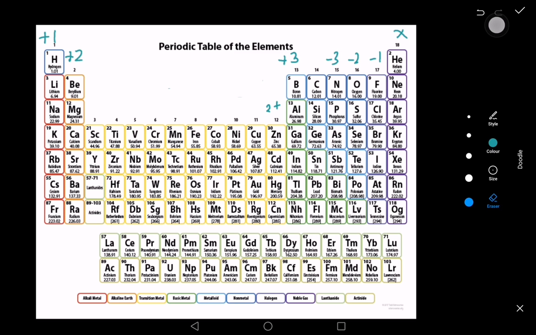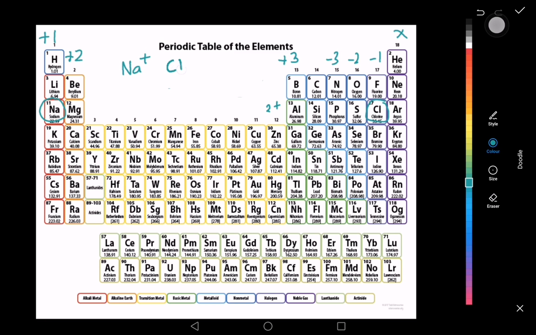For sodium chloride, at first we need to identify the charge of the sodium ion and chloride ion. Sodium is group 1. Chloride is group 17. So the charge is Na plus and Cl minus. For this one, both have the same charge, positive and negative, so we can just write this as NaCl, the easiest way.